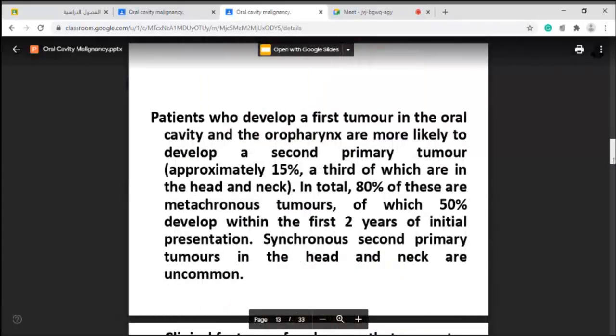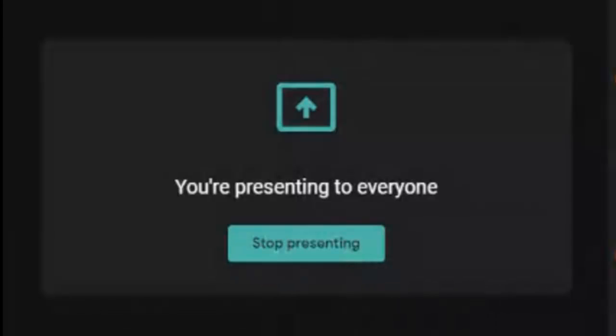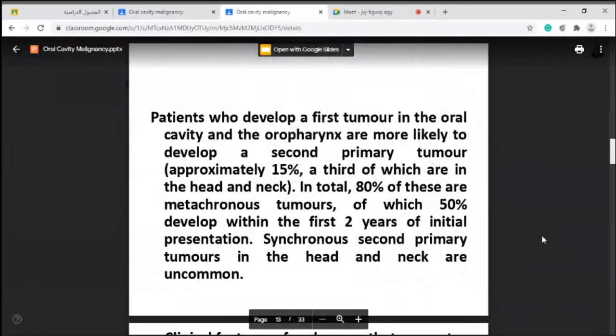So patients who develop a first tumor in the oral cavity and the oropharynx are more likely to develop a second primary tumor, approximately 15%, and a third of which are in the head and neck. In total, 80% of these are metachronous tumors, of which 50% develop within the first 2 years of initial presentation. Why? Because the carcinogens in the smoking and in the alcohol are still present. So synchronous second primary tumors in the head and neck are uncommon, but still they are present.